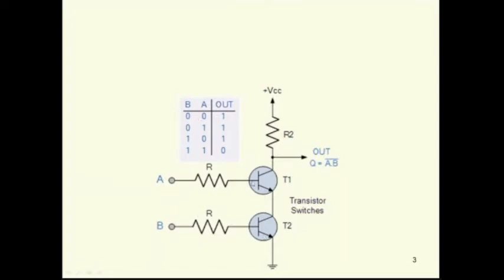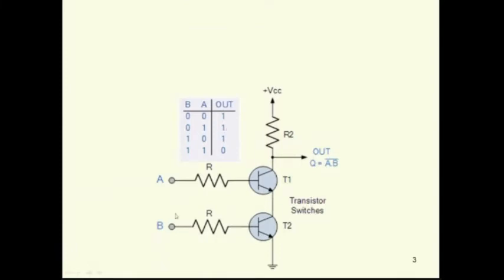When A is 1, this transistor will be on and acts as a closed switch, and this transistor is off and acts as an open switch. Even now the current will not flow through the transistor because there is no closed path, since transistor B is in the off state. Hence we get logic 1 in the output, as shown in the second row of this table.